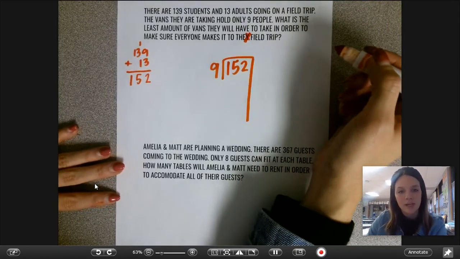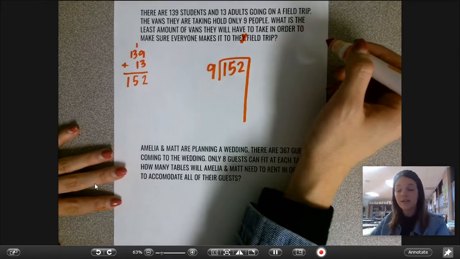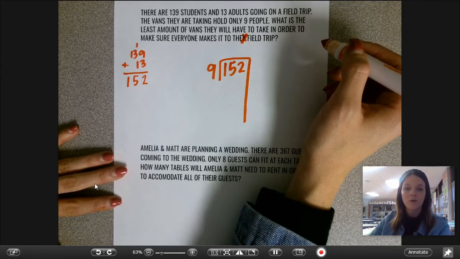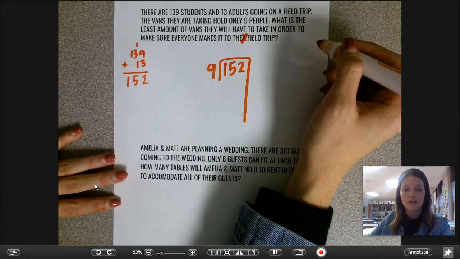In my class, we use Hangman Division. If that is not a strategy that you use in your class, you can use anything else that you want. You can pause this video and solve it on your own for a challenge. Or if you've never used Hangman Division, you can sit and learn with me now. I will go through it step by step. So it's basically just like multiplication.